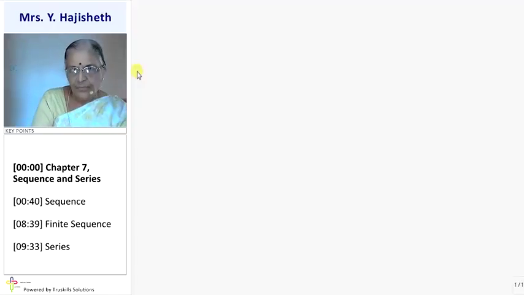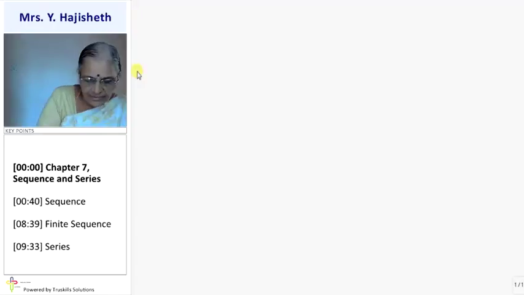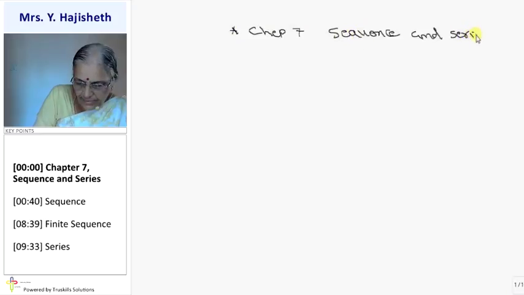Now see, we completed chapter number 6. Now we will start chapter number 7, and that is sequence and series. In 10th standard you have learned this chapter, not in detail, only you have learned about sequence and one type of sequence, that is arithmetic sequence.